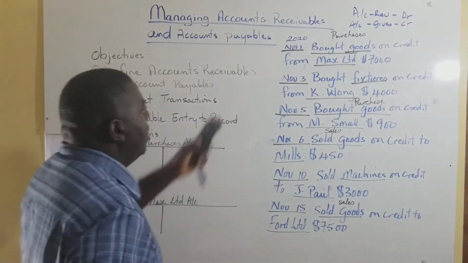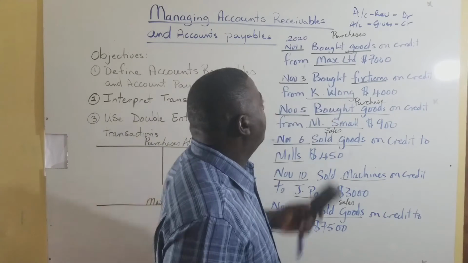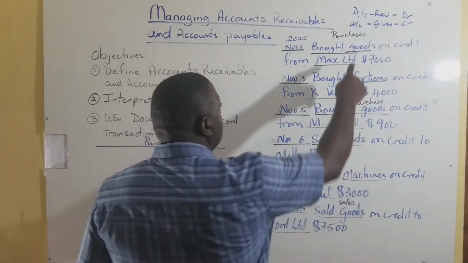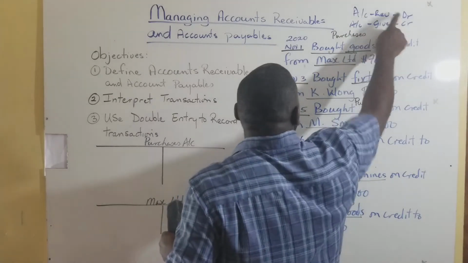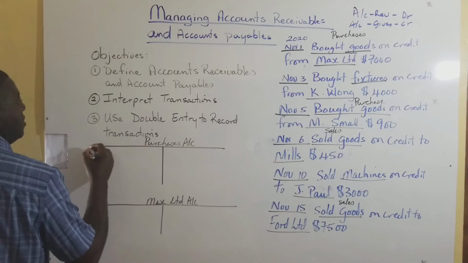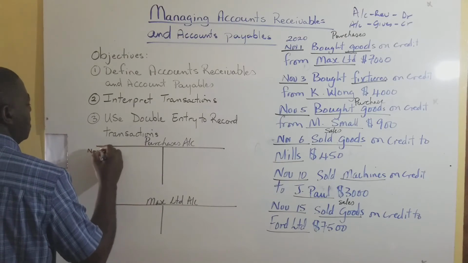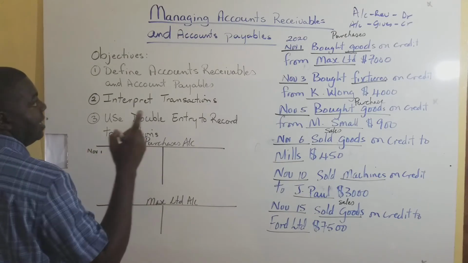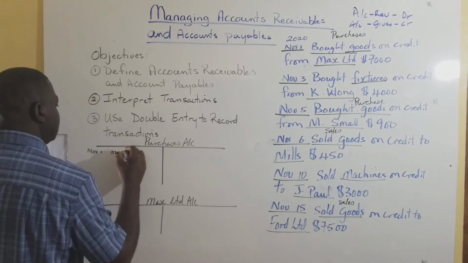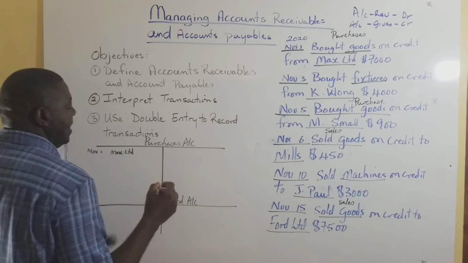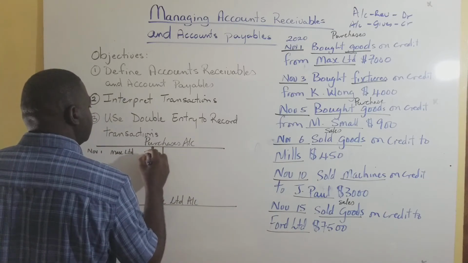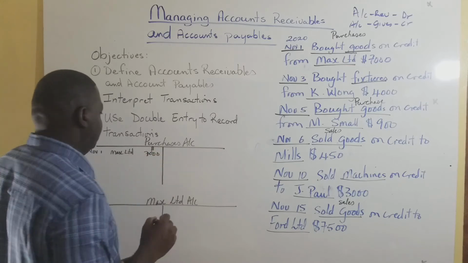So we bought goods on credit from Max Limited. What are we receiving? We're receiving the goods. So accounts that receives, we debit. So we go to the purchases account and we debit. So it is November 1st. The name of the other account is Max. So we're going to write Max Limited in the center. The amount of money is $7,000 and we're recording the $7,000.